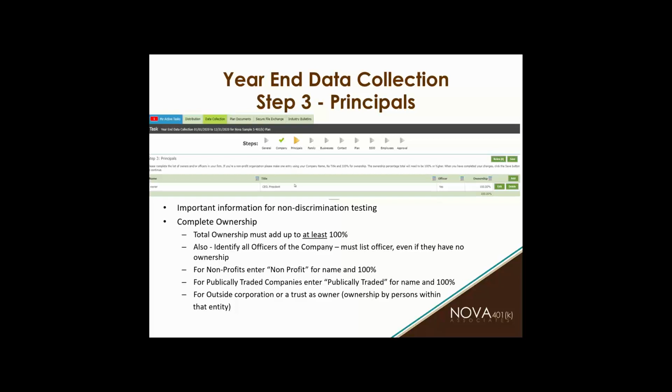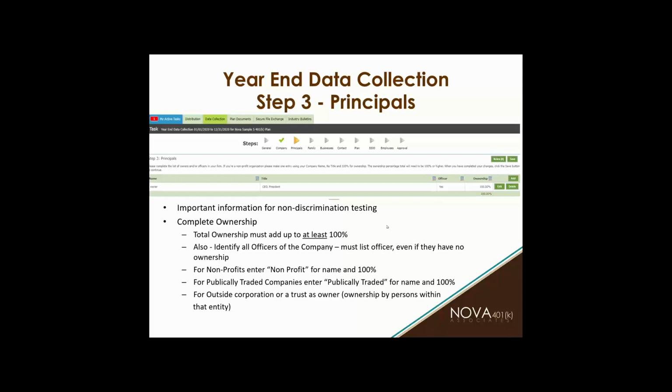Step 3 is principals. Basically, we need information for non-discrimination testing. We need to know who all the owners and officers are of the company. If it's a nonprofit, simply enter nonprofit with 100%. Same with publicly traded company. If there are no owners, just put publicly traded 100%. But if there are actual individuals who own, we need them listed out, and we need ownership to at least add up to 100%.